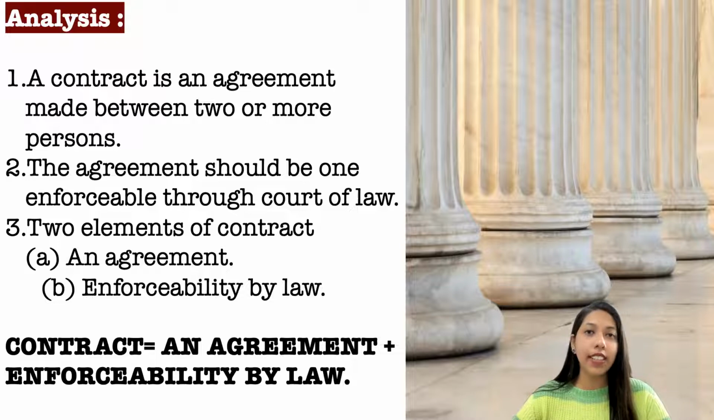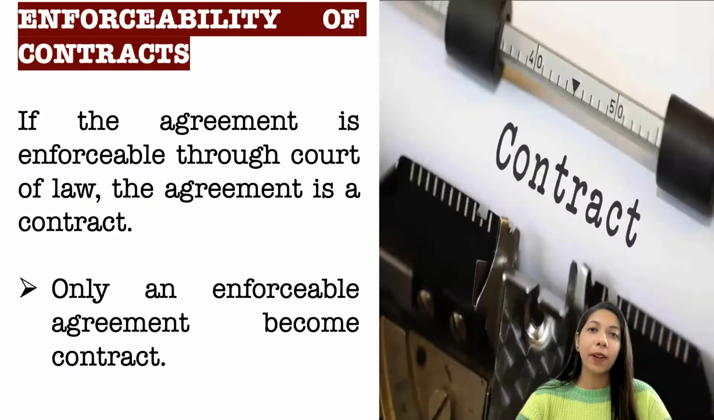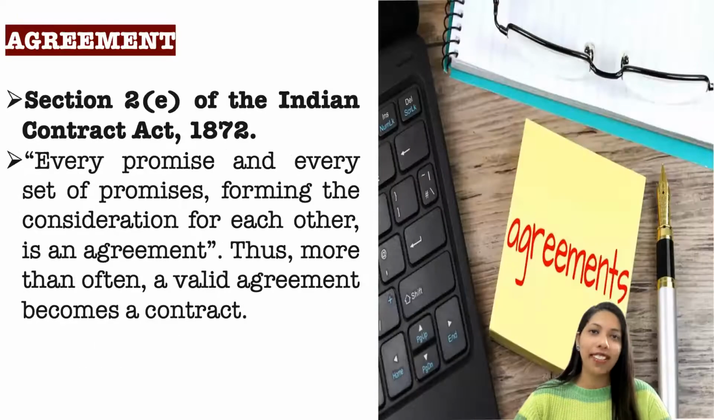So we can conclude that if there is a contract, there should be an agreement and it should be enforceable by law. Now, we have already discussed enforceability of law, and it says that only an enforceable agreement becomes a contract. No other agreement becomes a contract. That means only a legally valid agreement becomes a contract.